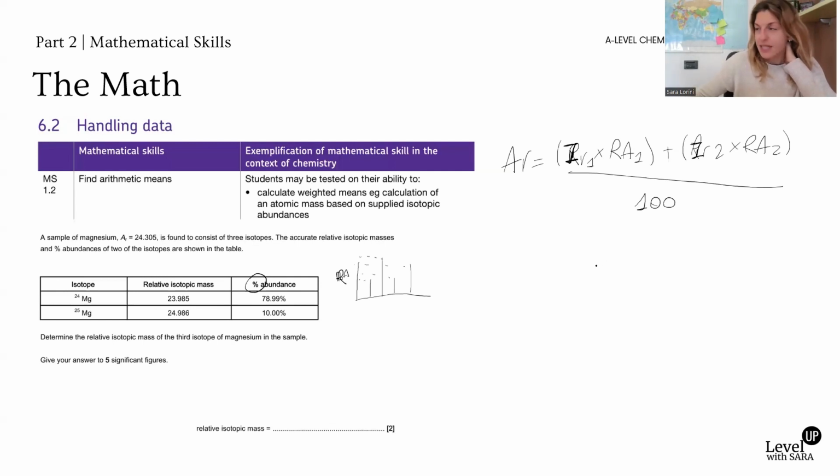Don't forget it. And these calculations sometimes require quite a tricky rearrangement. In fact, here notice that the question is to determine the relative isotopic mass of the third isotope of magnesium in the sample, which means that you have to set up an equation to find that relative isotopic mass. So the mathematical skills involved here are more difficult than they seem. I would suggest you never underlook these questions and always give it a go.